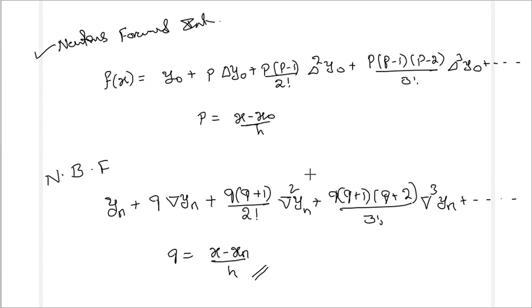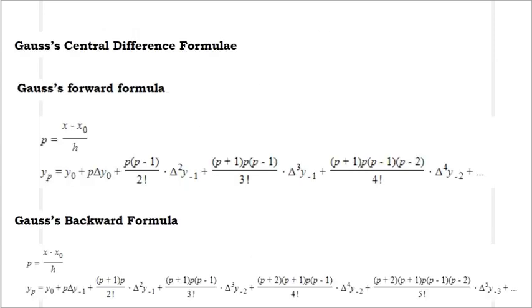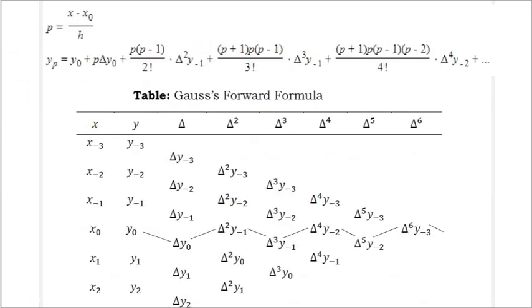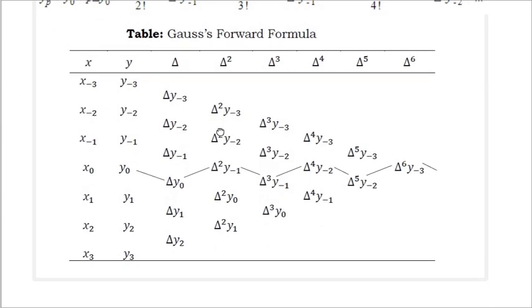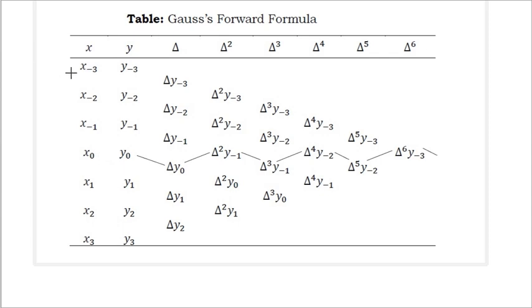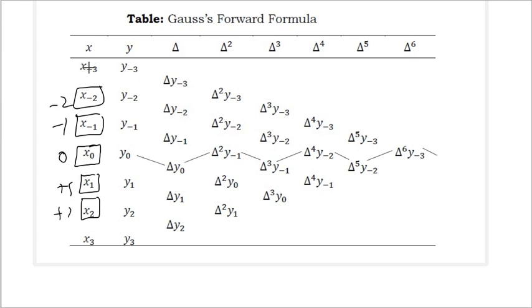Let me show you the table for the Gauss central difference formula. I hope here you can find a table. Whatever the middle value you have here, you consider it as x0, and above it x minus 1, below it x1. So the index itself we are giving this way: the middle is 0, minus 1 here, plus 1 here, minus 2 here, plus 2 here. This is how we are giving the notation.